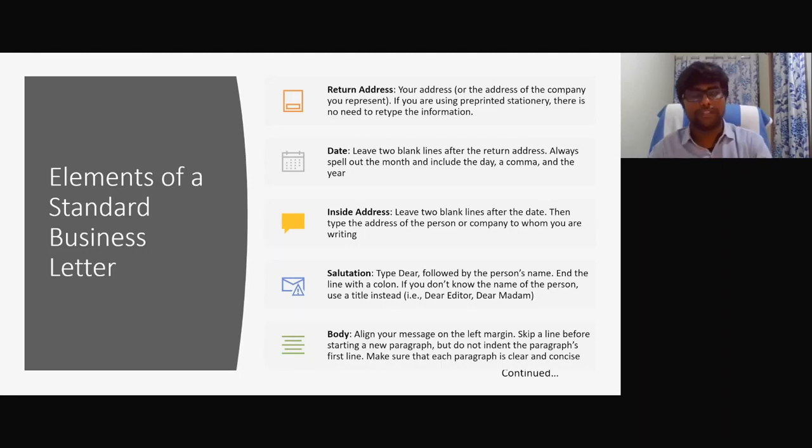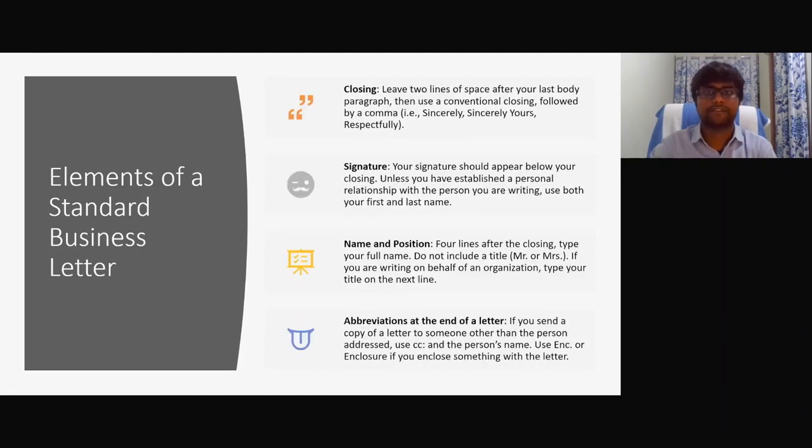Next comes the body, where we have to properly adjust the body and align it to the left margin, and we should skip a line for every paragraph so that each paragraph is clear and concise.